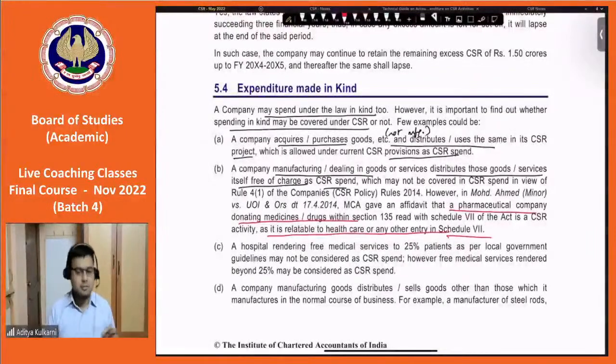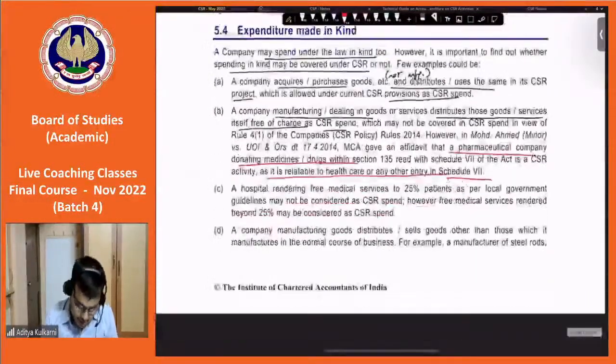Okay, so CSR expenditure made in kind. Manufacturing entity distributing own goods, not CSR. Exclusion is pharmaceutical companies. However, if a company purchases other goods and distributes them, that is going to be your CSR expenditure.